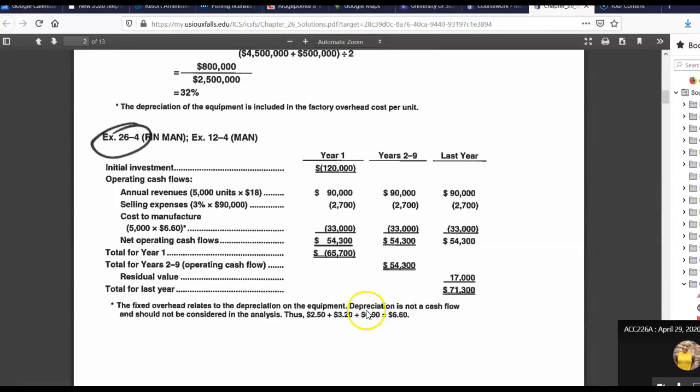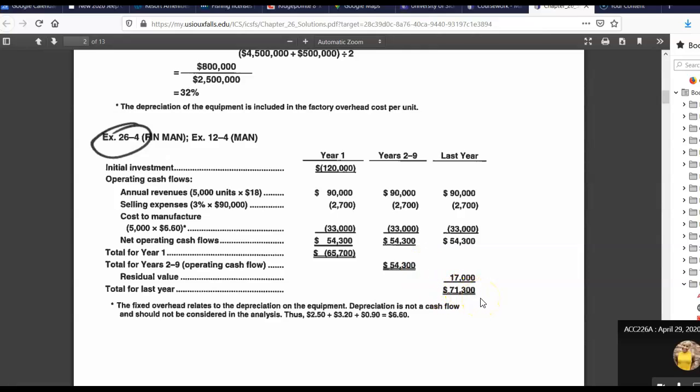And what we're trying to do here is calculate cash flow. So the cost to manufacture these things that we're actually going to have to write a check for will be the 250 plus the 320 plus the 90 cents, or 660. So in year 1, we're going to have a negative cash flow. In year 2, since we don't have the outlay, we're going to have a positive cash flow. Years 2 through 9 are the same, and in the last year it's the same again, except we get that $17,000 residual value back. So in the 10th year, we're going to get $71,300.